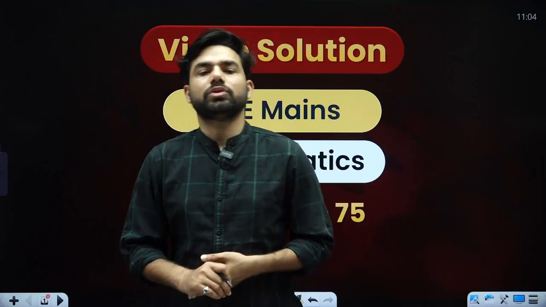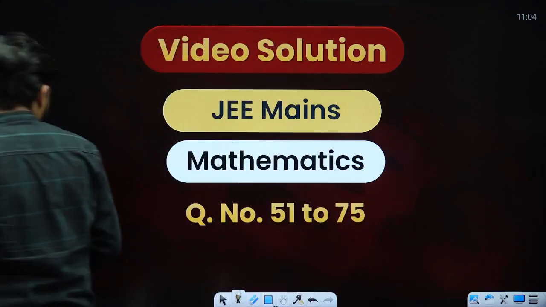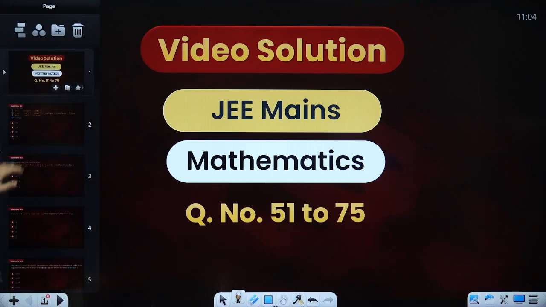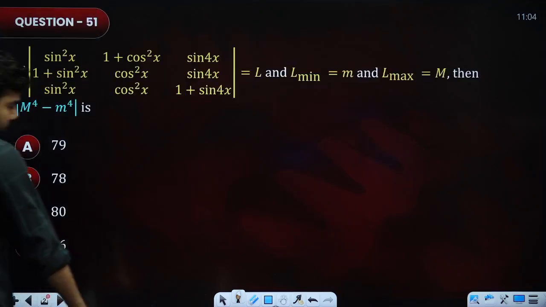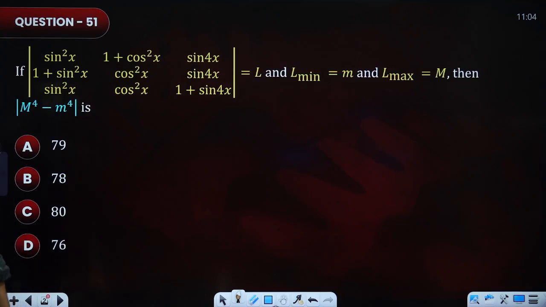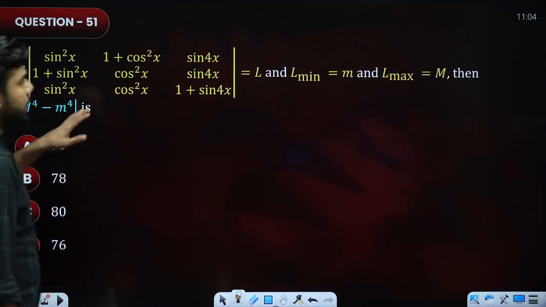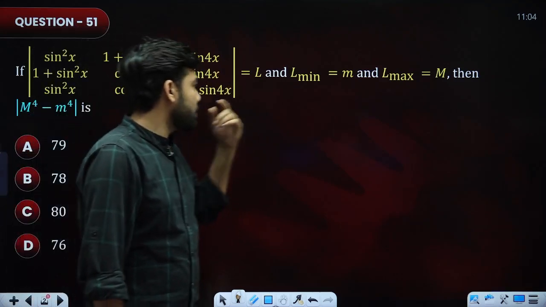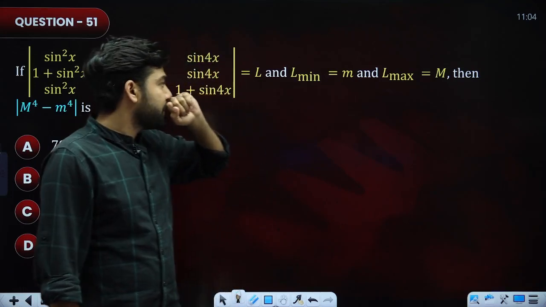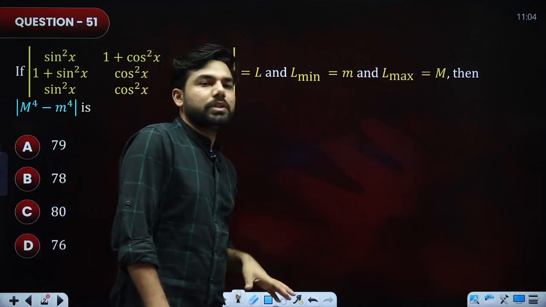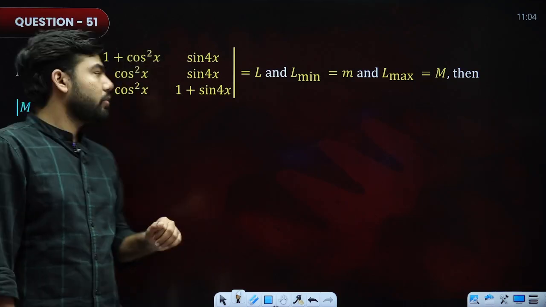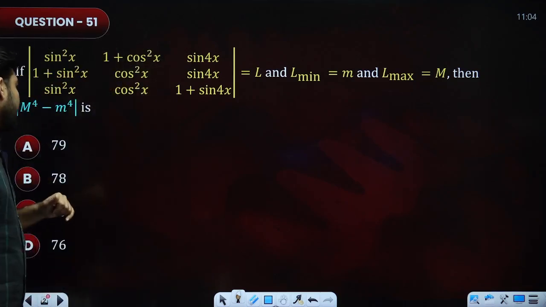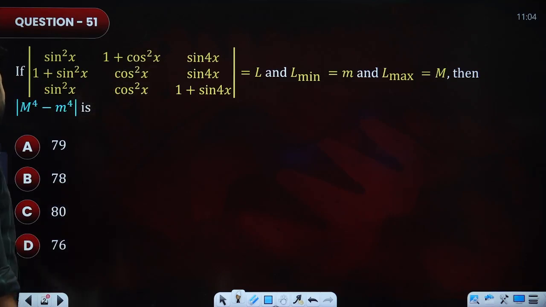Today we'll discuss your question paper for JEE Mains. So here we have the first question. The value of this determinant is L, and the minimum value of this determinant is denoted by small m and the maximum by capital M. Now we have to find the value of capital M to the power 4 minus small m to the power 4. Okay, that's how we have to solve it.